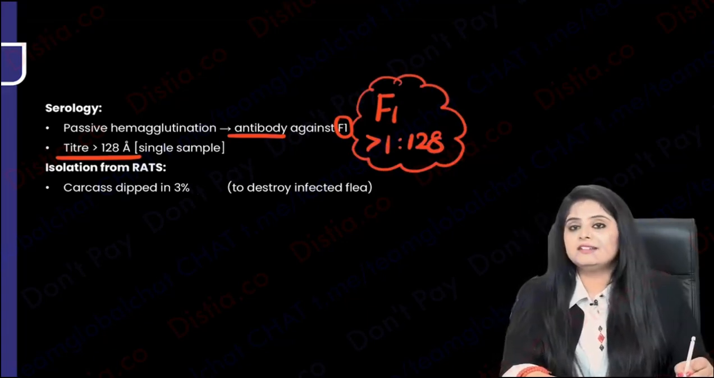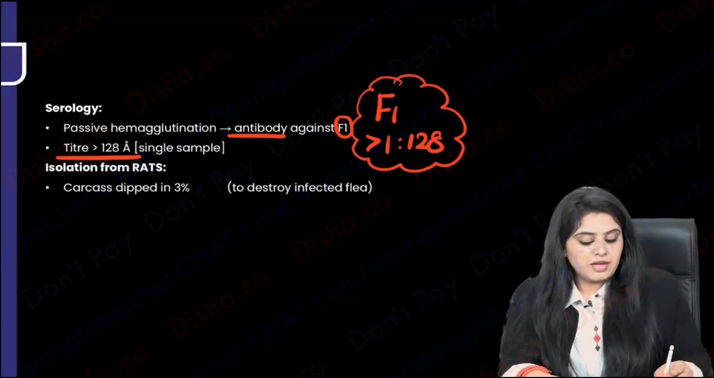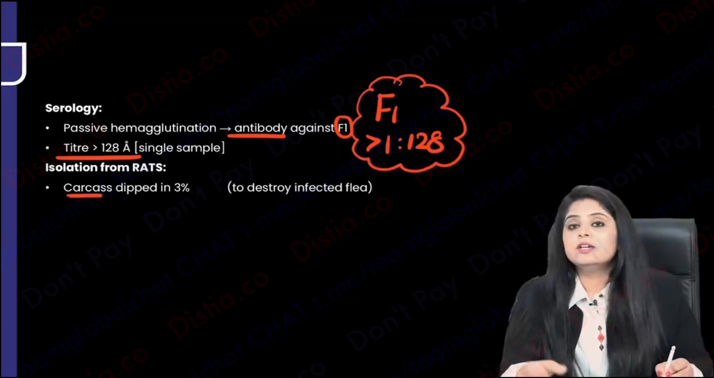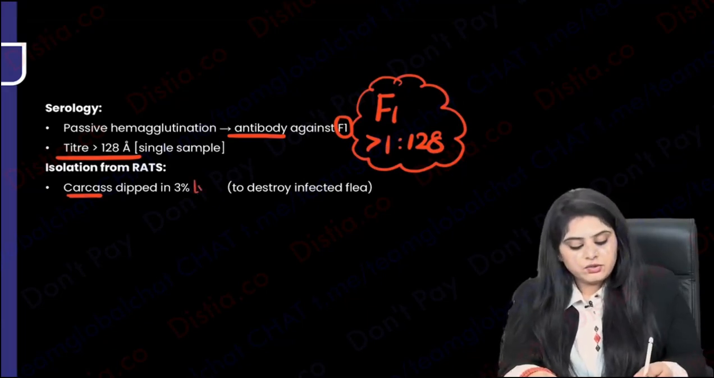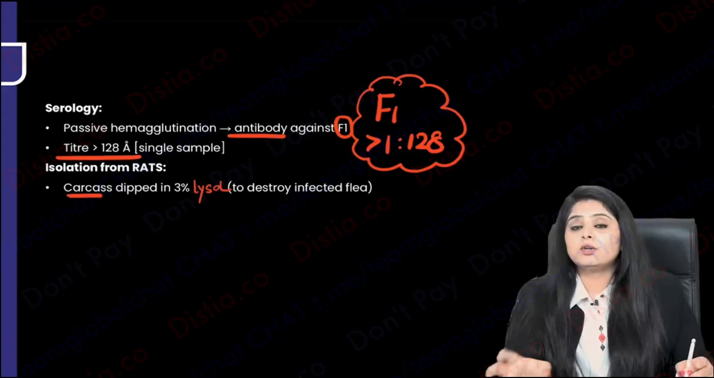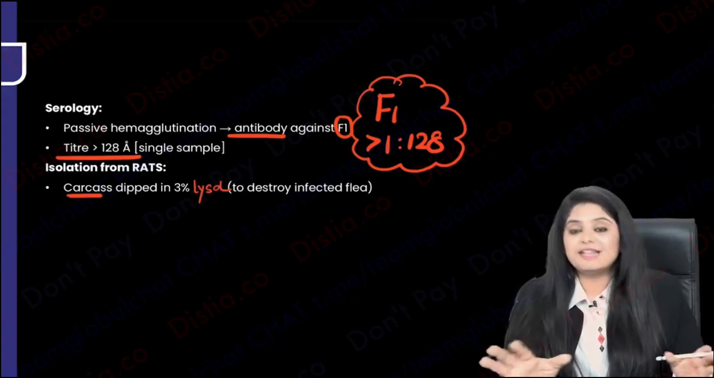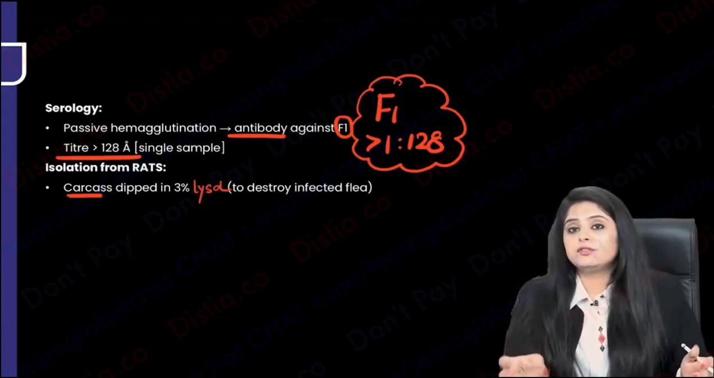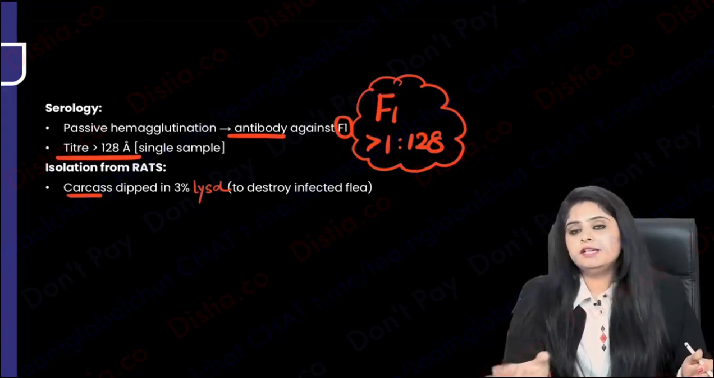And what about rats? So please remember, if you have rats, first and foremost, before you start isolating this organism from the rats, make sure you dip it in 3% Lysol so that all the infected flea and everything has been destroyed. So whenever you're dealing with any animal study for plague, always dip it in 3% Lysol.